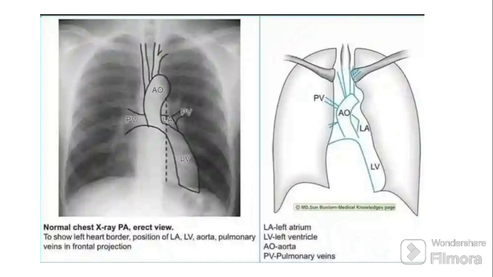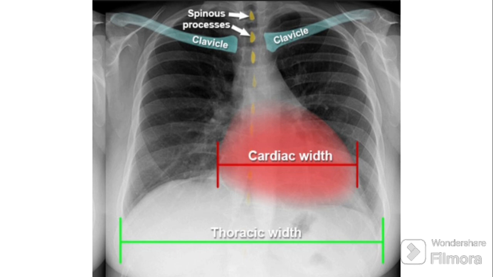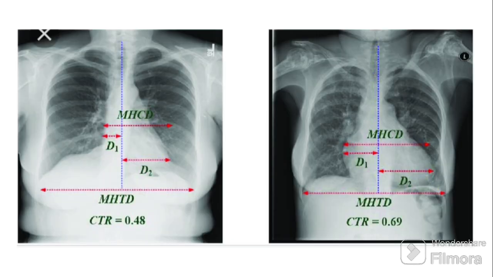Cardiomegaly is said to be present if the heart occupies more than 50% of the thoracic width on a PA chest X-ray. Cardiomegaly can develop for a wide variety of reasons, including valvular heart disease, cardiomyopathy, pulmonary hypertension, and pericardial effusion.